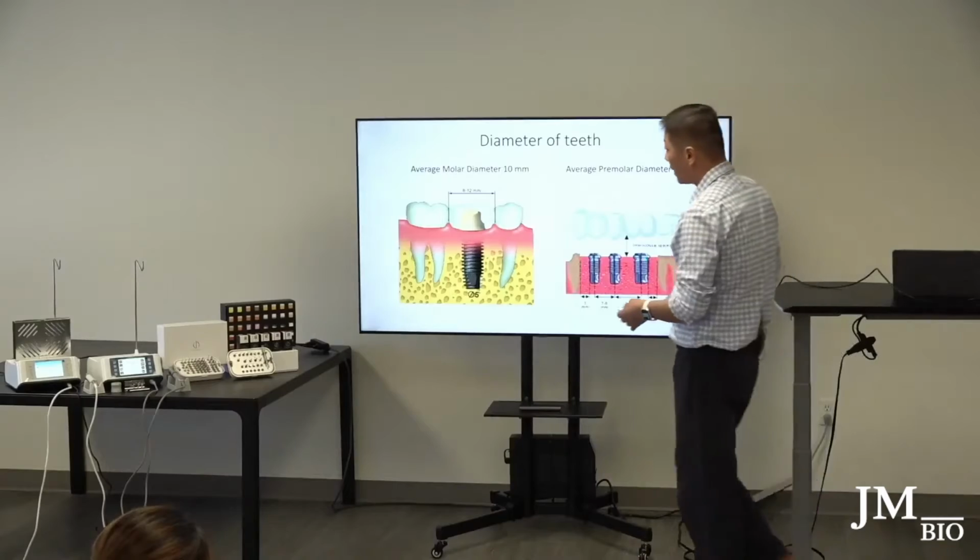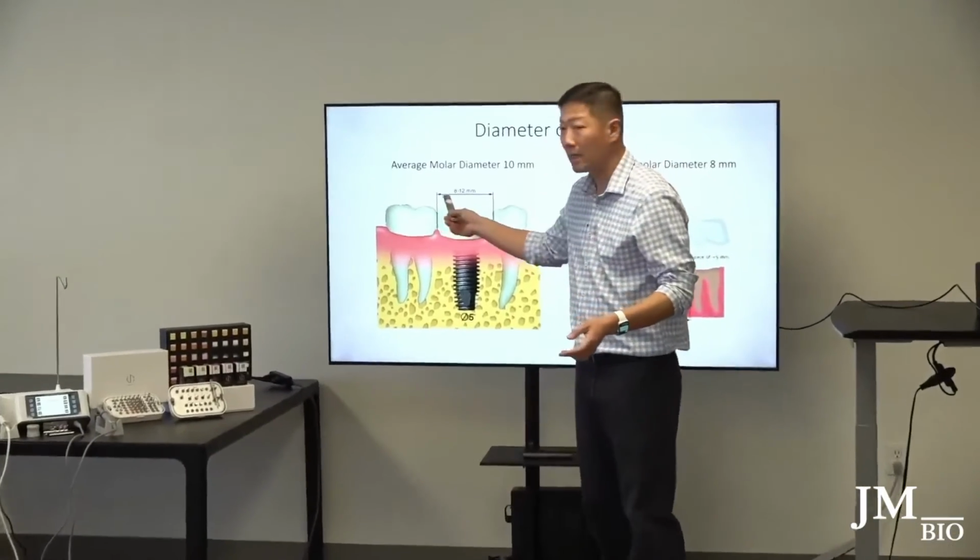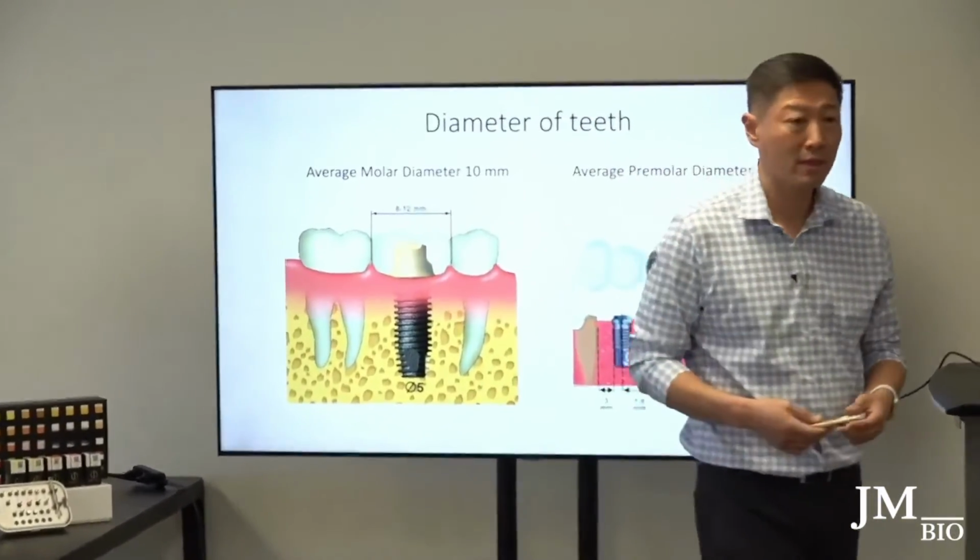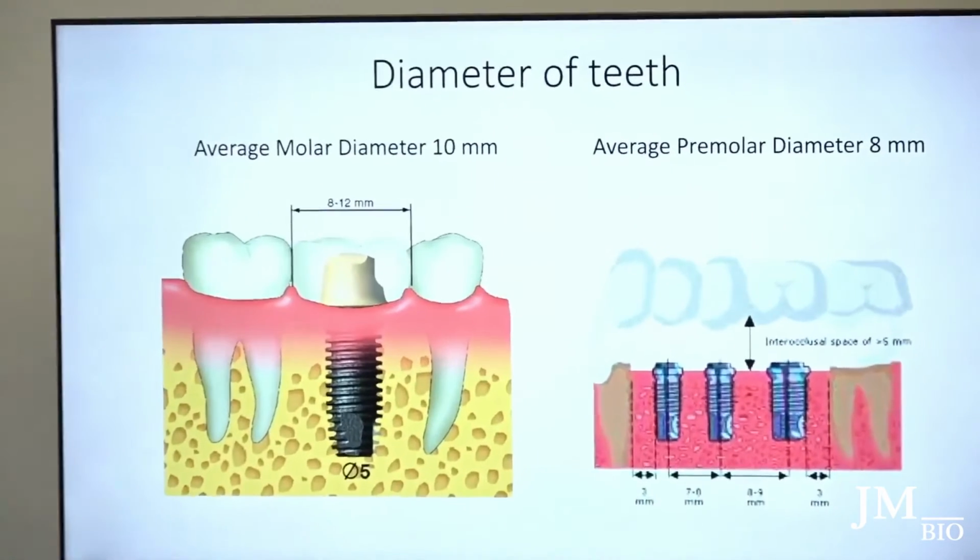So if you think of an average molar, it's about 10 millimeters, basically. Average molar is about 10. Premolar, we say about 8 millimeters in width.